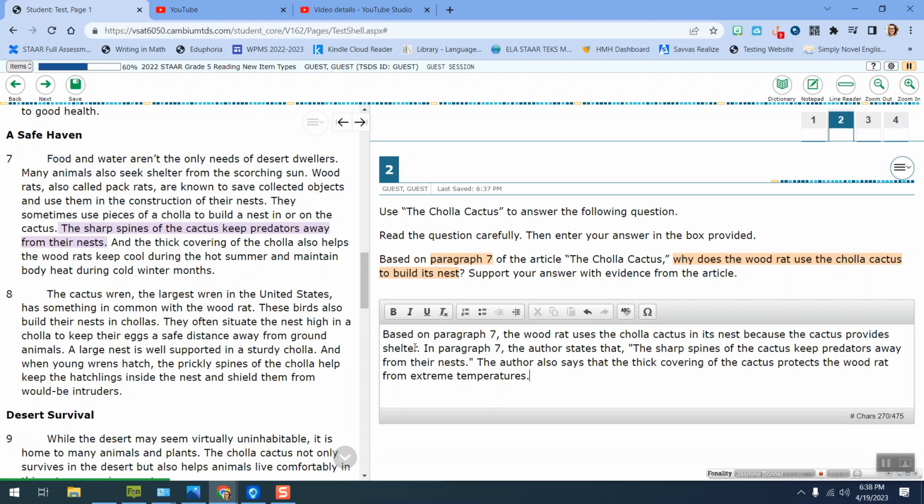All right, so I said before when I wrote my answer that the cactus provides shelter, and I needed to remember that shelter is a kind of protection. So I'm going to explain now that the sharp spines and the thick covering are both ways of protecting the wood rat's life. And it's going to be one super short sentence, y'all. Watch this.